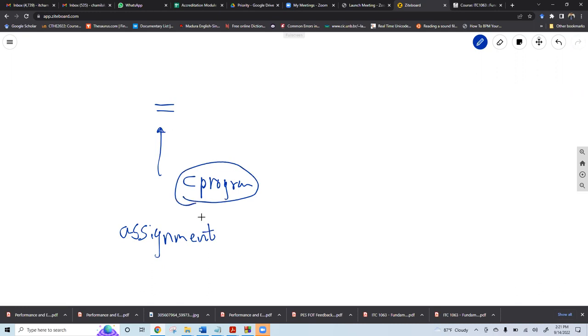But in programming, this is not equal. This is not the equal symbol. I'm not talking about programming in general, I'm talking about C programming. We don't call it equal, right? This is the assignment. This is the assignment operator in C programming and in most of the other programming languages. In C programming, equal means this.